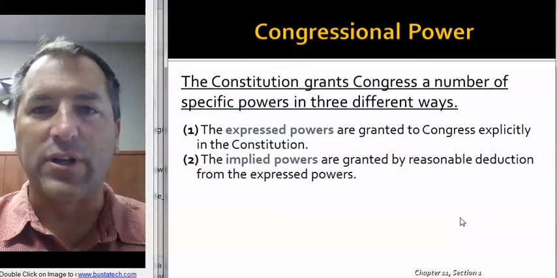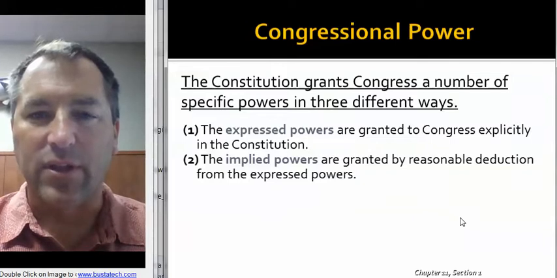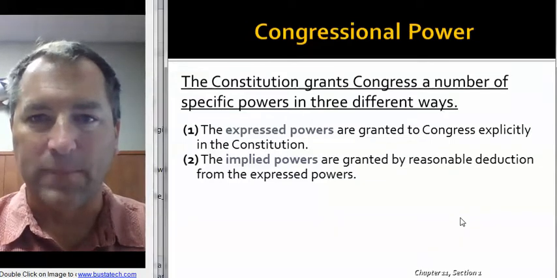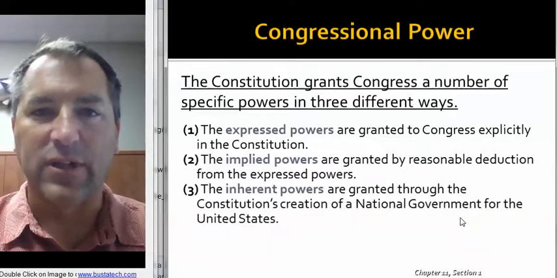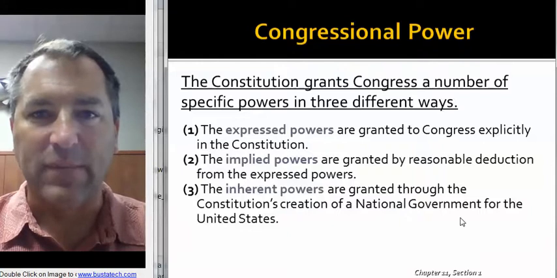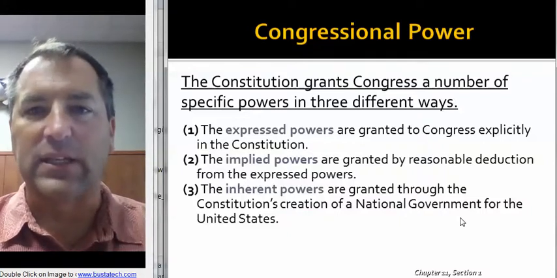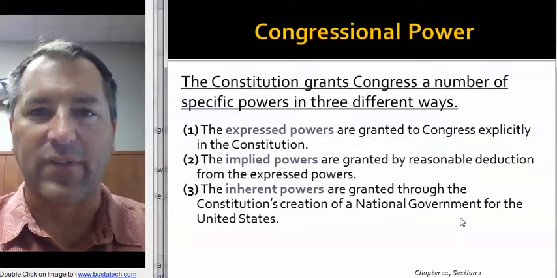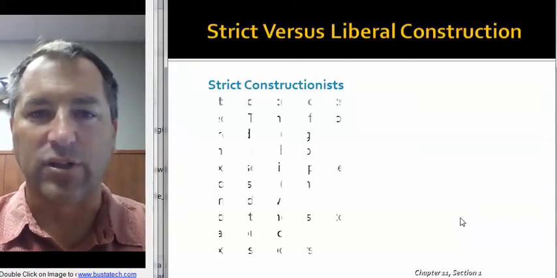So if you're in doubt, you can take it to court and decide if it really is implied in there or not. Thus, you can see how powerful the Supreme Court is because the Supreme Court gets to decide these matters. The third type of power is called inherent power. That means power that is just simply worked into the system. It's inherent, it's built in, they have to have that power in order to run as a large government.